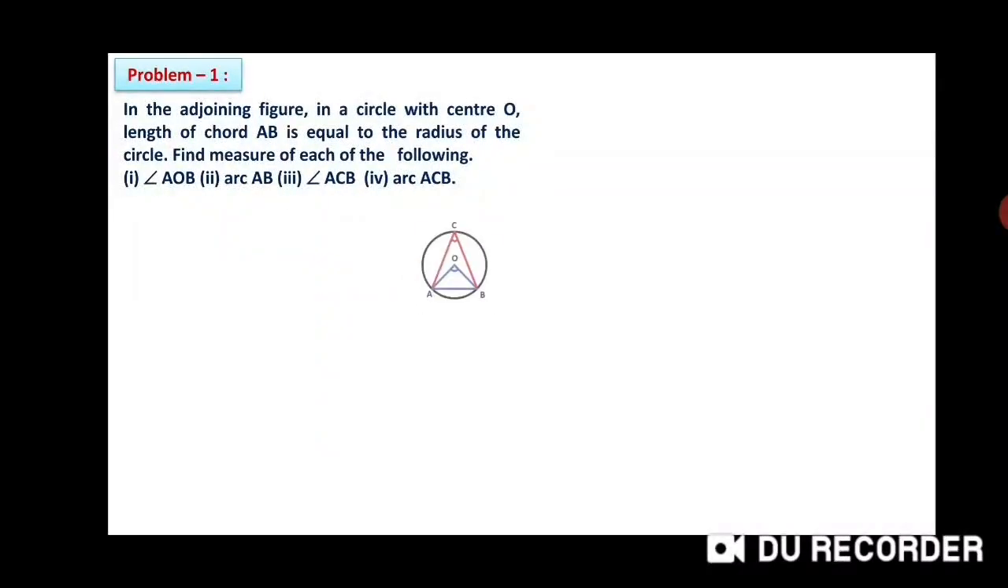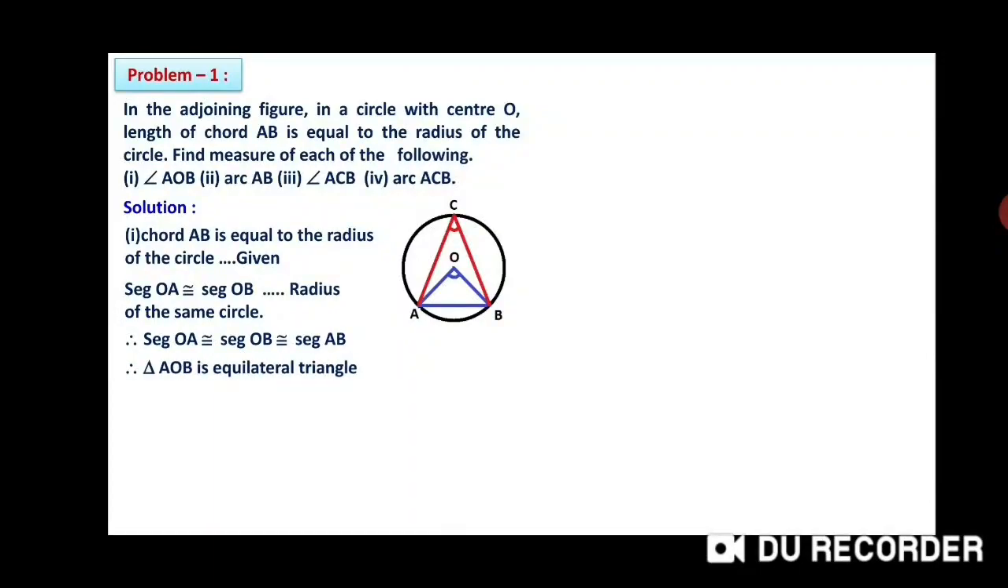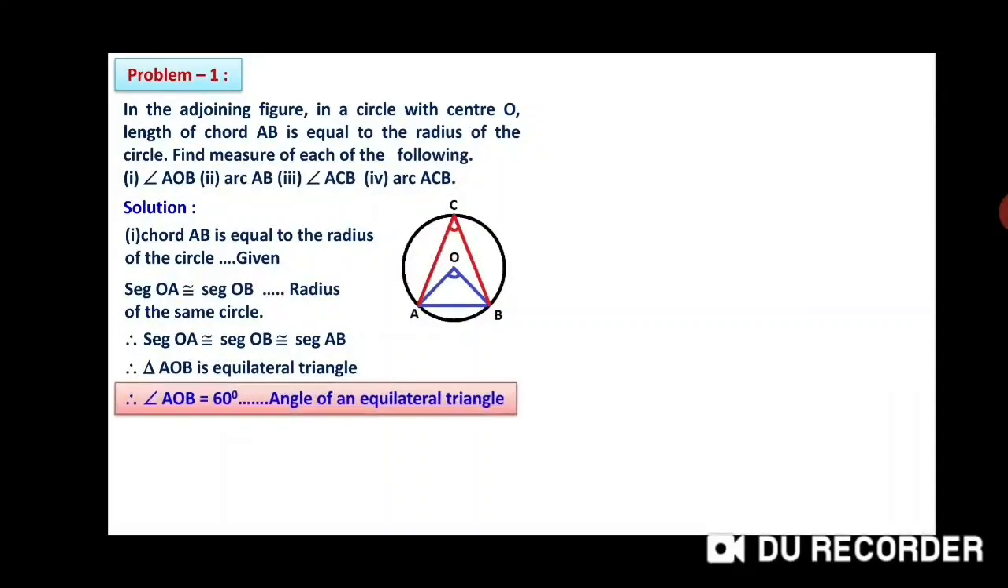Problem 1. In the adjoining figure, in a circle with center O, the length of the chord AB is equal to the radius of the circle, and you have to find the measure of each of the following: angle AOB, arc AB, arc ACB, and angle ACB. So, we start. Here, chord AB is equal to the radius of the circle. It is given. Therefore, segment OA is equal to OB, the radius of the same circle. Therefore, segment OA is equal to segment OB is equal to segment AB. Therefore, triangle AOB, the blue one, is an equilateral triangle. Therefore, angle AOB is 60, the angle of an equilateral triangle.